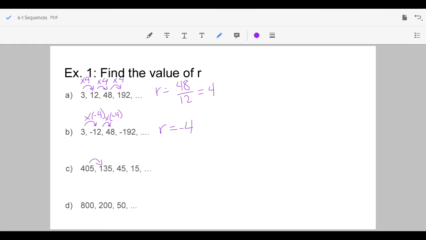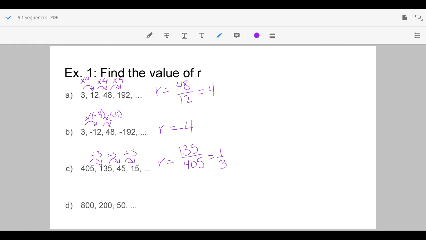From 405 to get to 135, we would have to divide by 3. Divide by 3, and divide by 3. So r in this case is not 3, but if we take one of the terms and divide it by the previous term, we get 1/3.